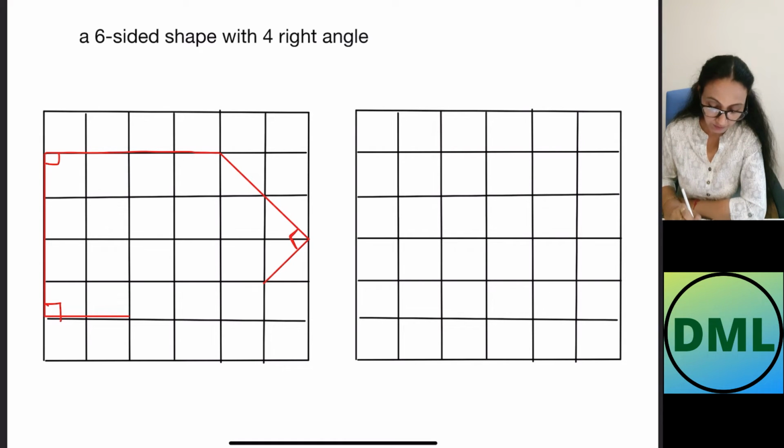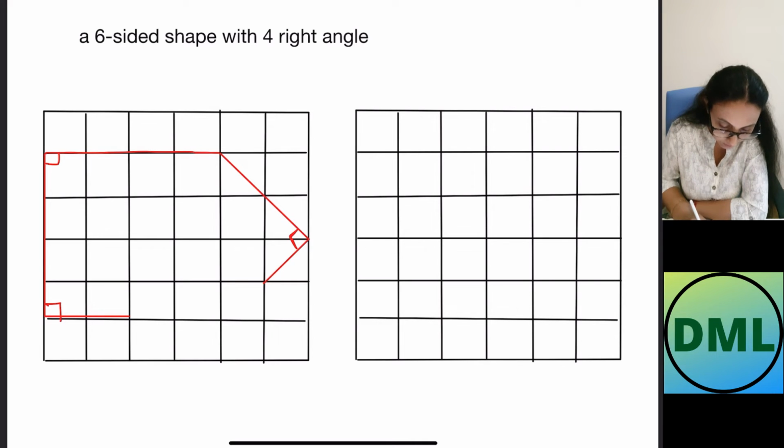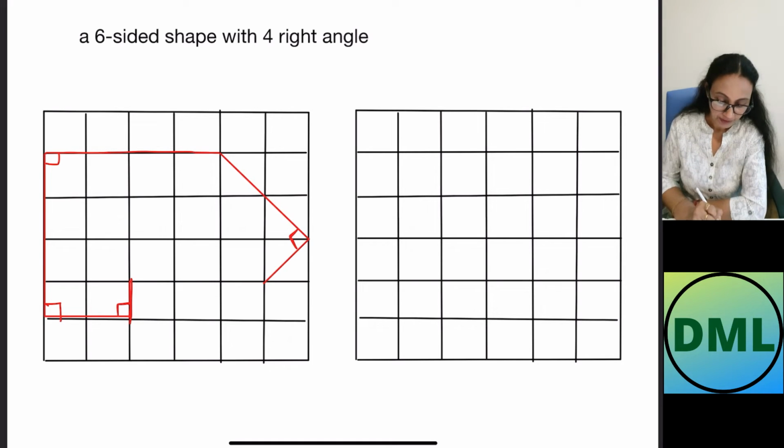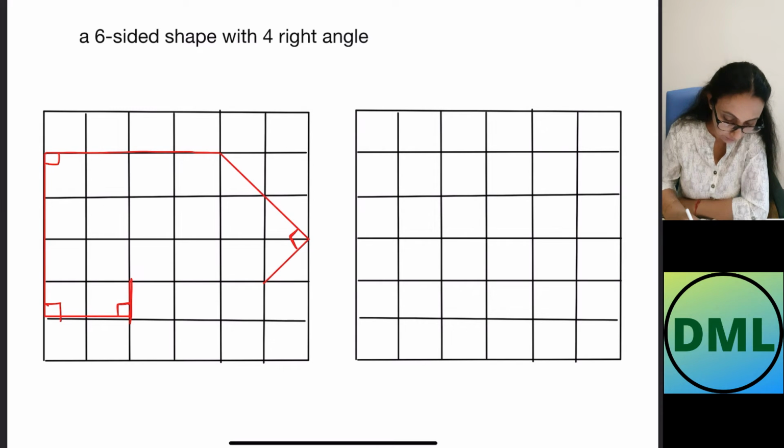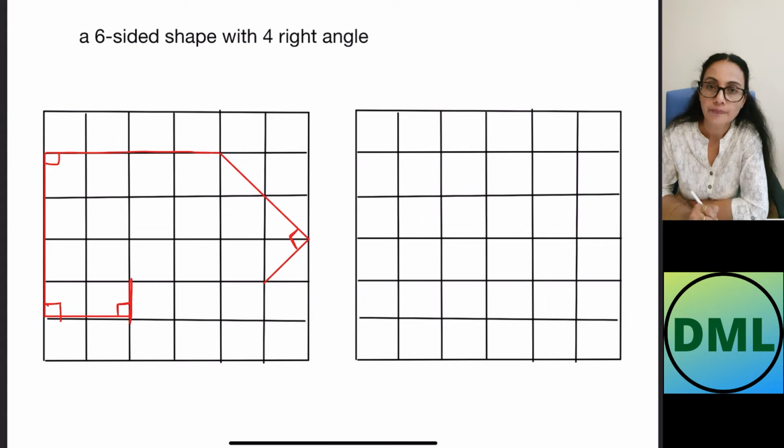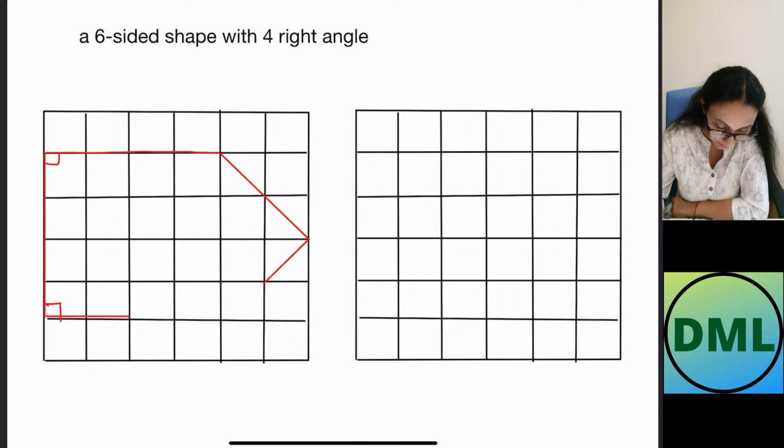I need to draw one more right angle, right? So I will go one more here. So my 4th right angle is here. I need to draw 6 sides. Can I calculate that? 1, 2, 3, 4, 5, 6. If I join this, that will be the 7-sided. That means my shape is wrong. I need to erase that. Let's erase that. I have made a mistake.